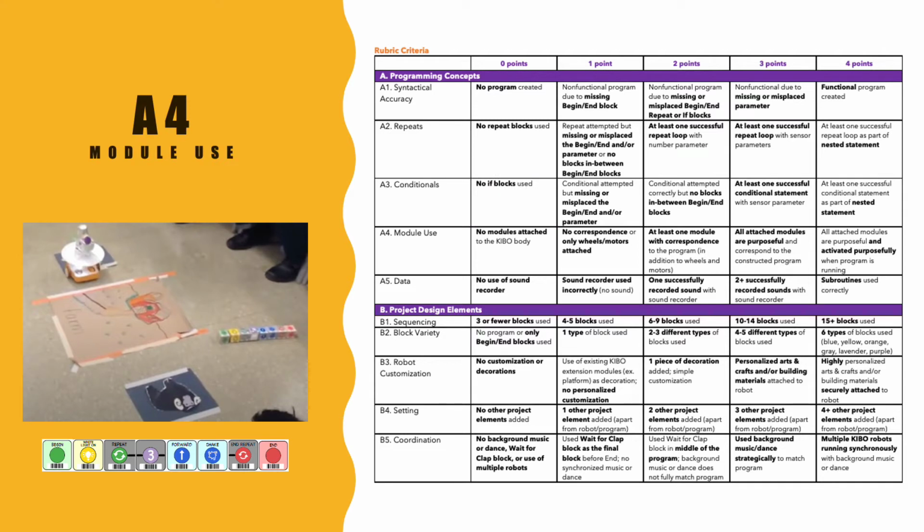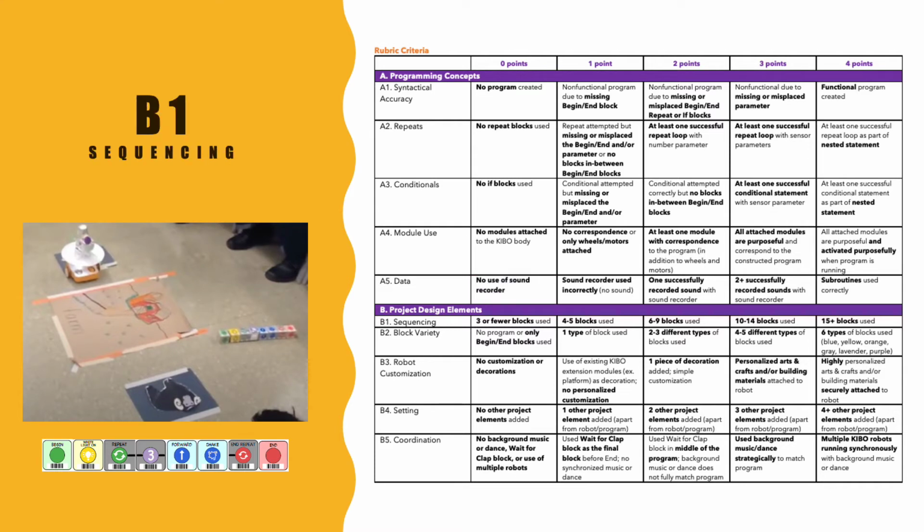All attached modules, such as the wheels and motors, light bulb, and art platform, are used purposefully, but because the program does not utilize any sensors, there is no purposeful activation. Thus, the score for A4 is 3 points. There is also no evidence of data storage in this KIBO program, for example, by using sound recorders or subroutines, so the score for A5 is 0 points.